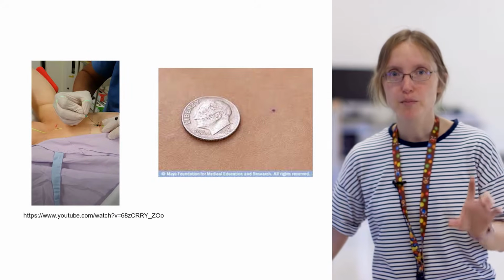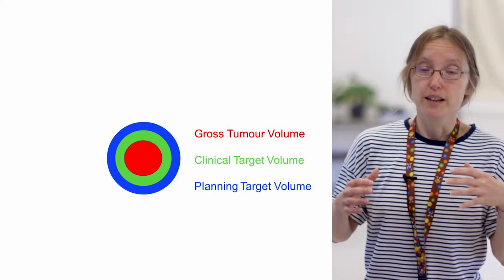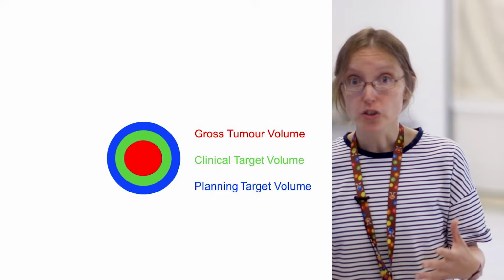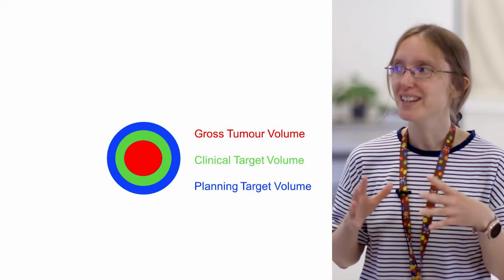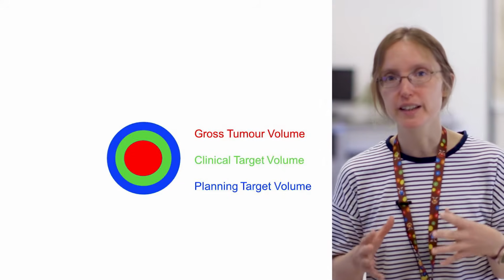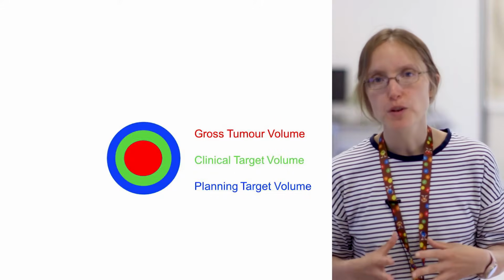So the first step, immobilisation, CT scan and tattoos. The next thing that involves the clinical oncologist or the doctor is designing where we want the treatment to go. And there are 3 key volumes when it comes to designing where we want the radiotherapy to go. First of all, we draw tumour that we can see.